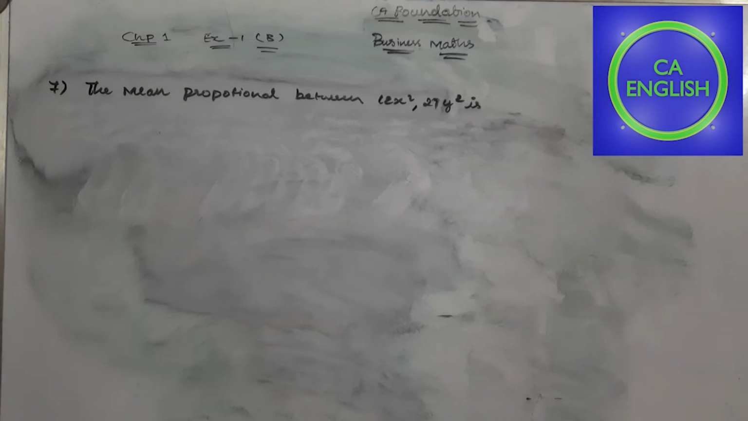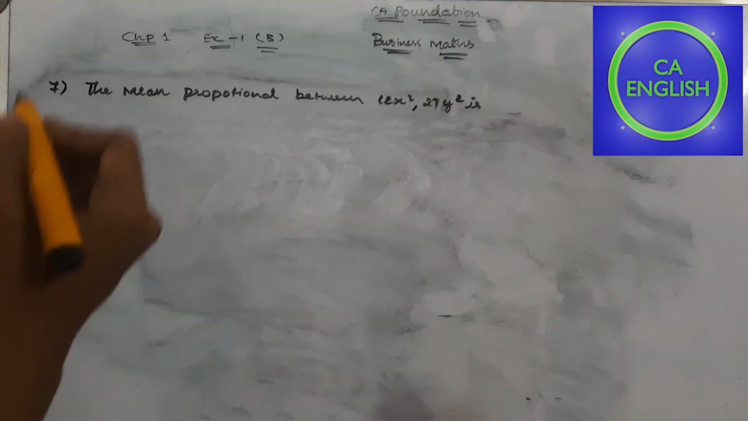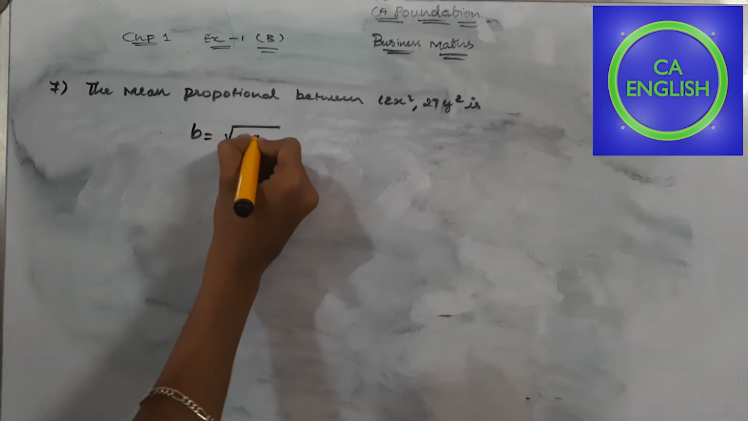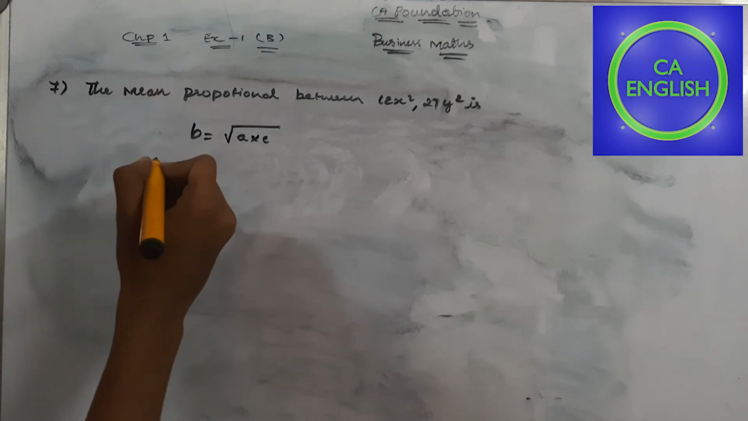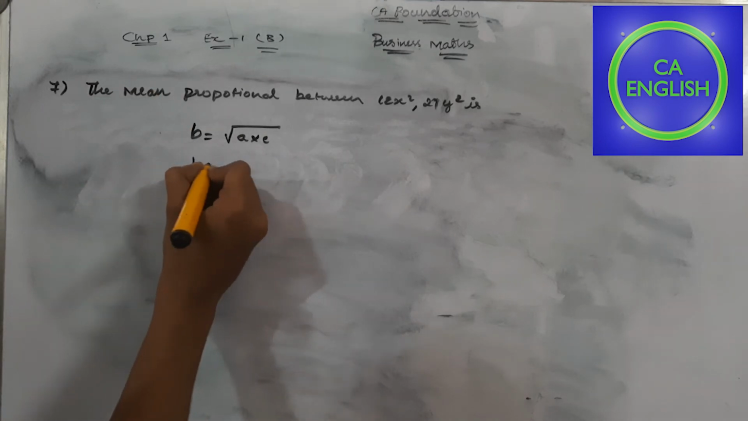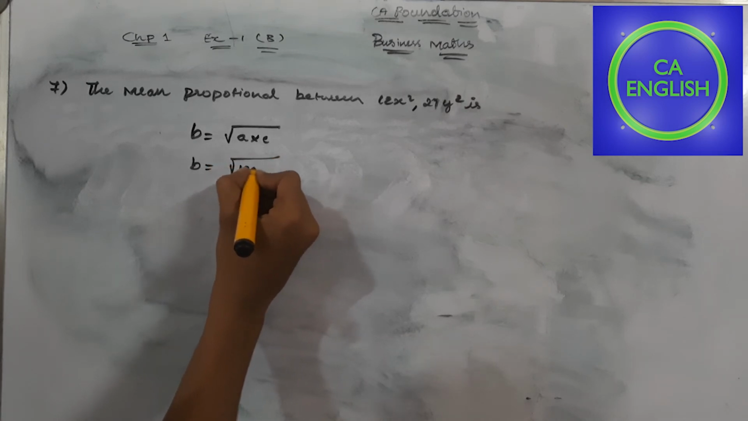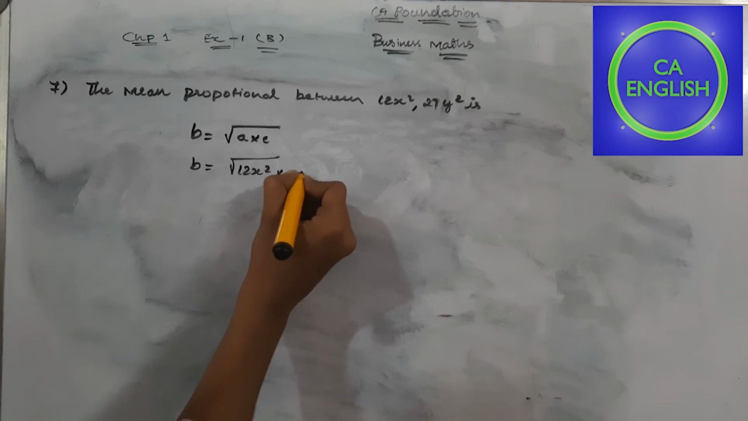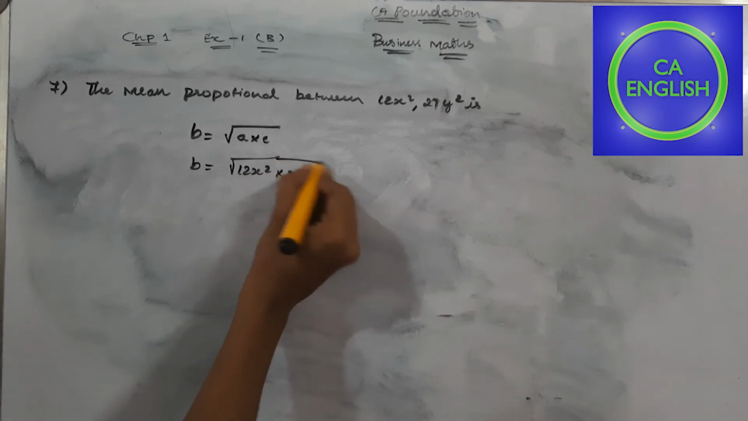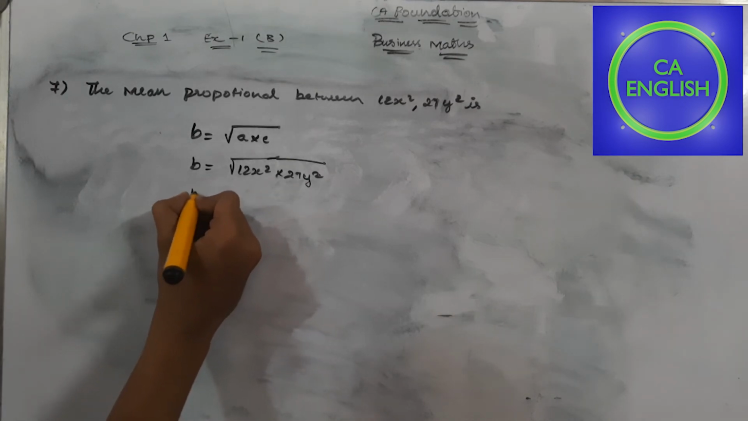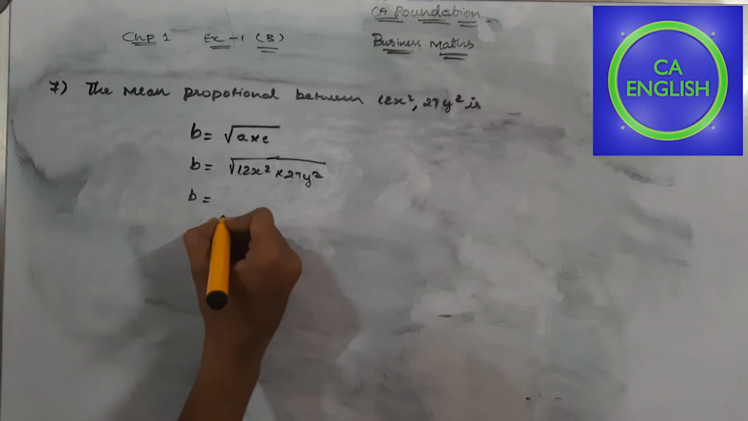Seventh sum, the mean proportional between 12x square, 27y square. It is a very easy sum, mean proportional sum. We can do this sum with our formula: b is equal to root of a into c. We want to find what b is. So b is equal to root of 12x square into 27y square. Extend the root up to the end. People get confused when somebody is correcting your answers, so be careful of that.